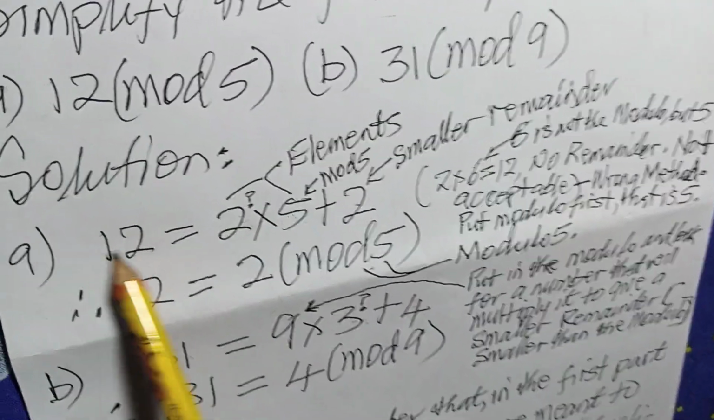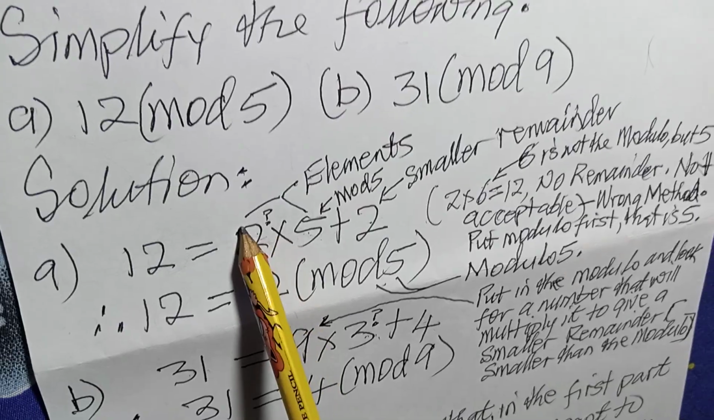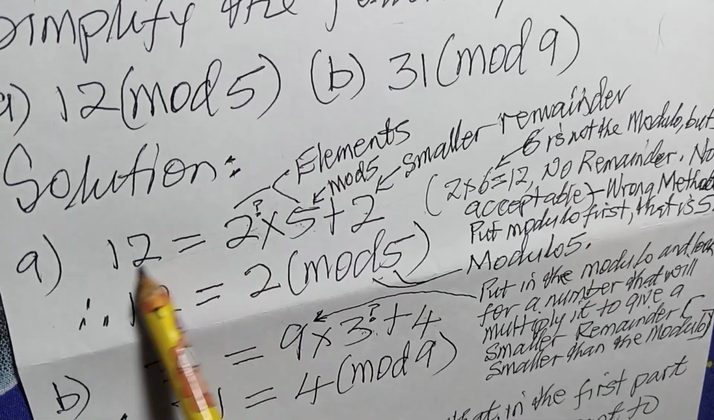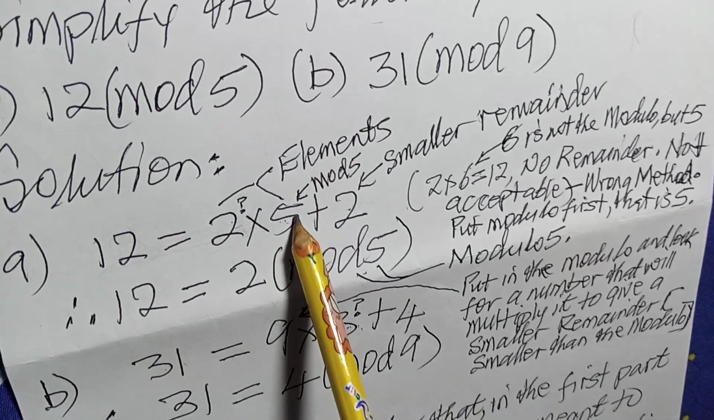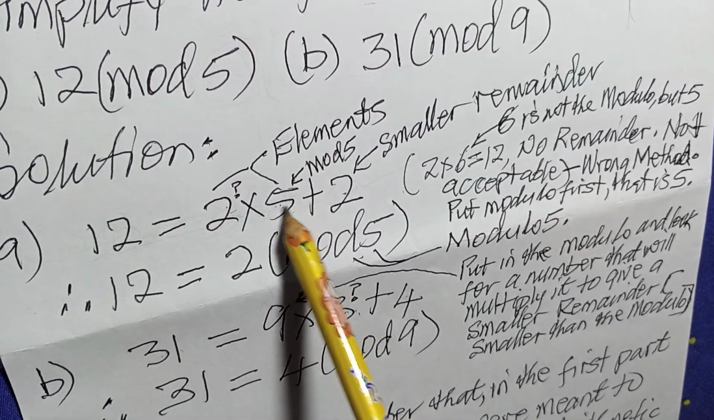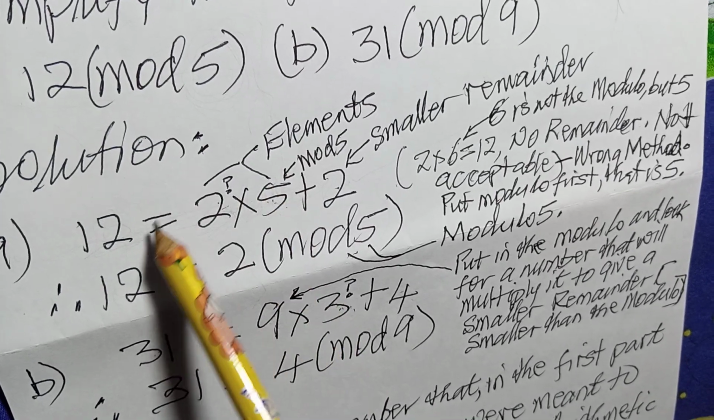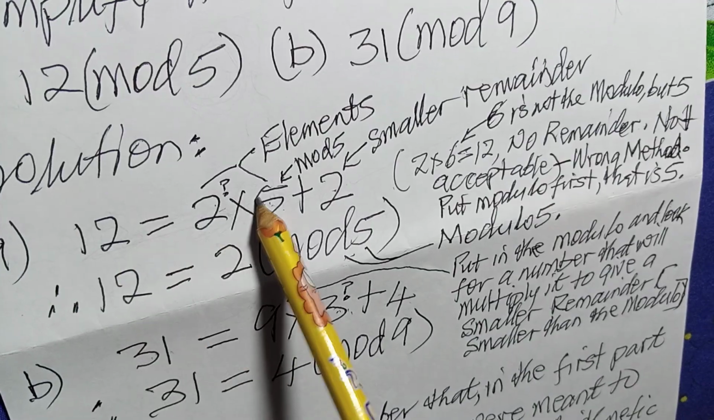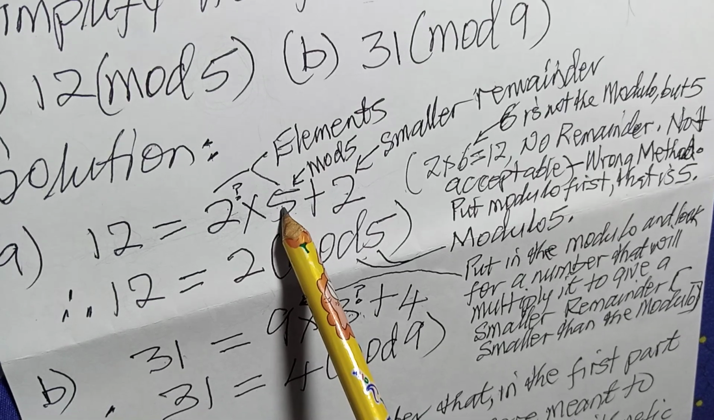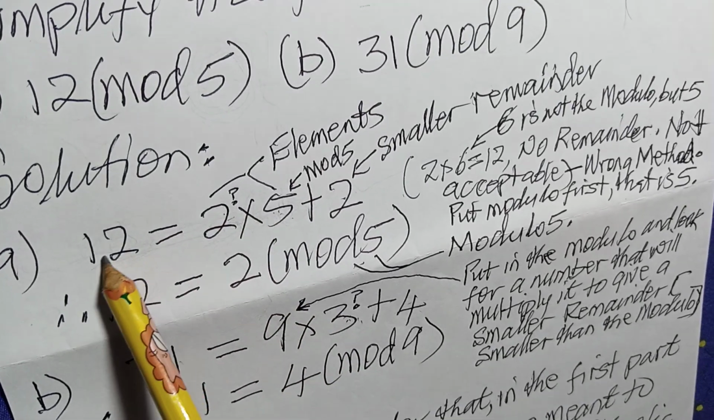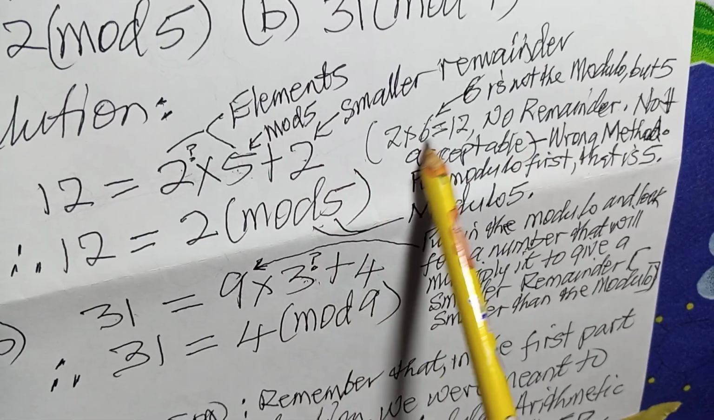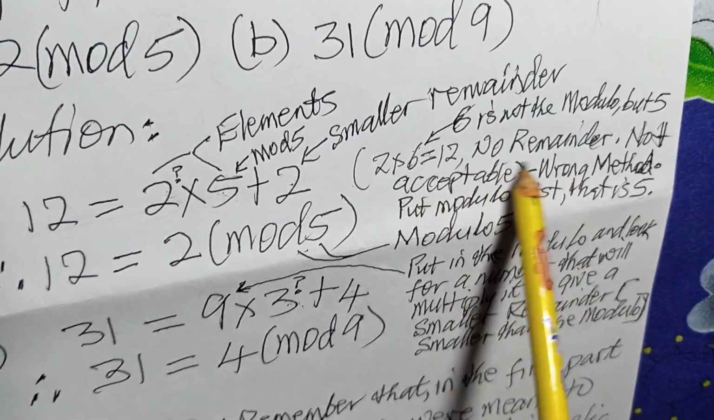The solution, A: 12 equals 2 times 5 plus 2. In getting the solution to this, we first write out the number attached to the mod. This is 5. Then we start to work out which other numbers we can use to multiply 5 to get a number that will give us a small remainder. And if you use 6, like I said here, 2 times 6 is 12, no remainder.